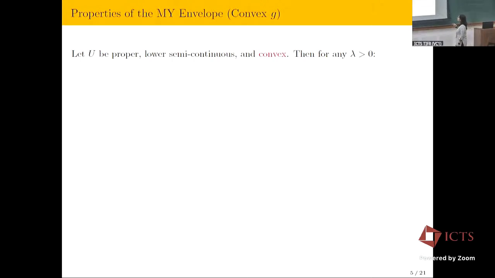So if U is proper, lower semi-continuous, and convex, then for any lambda, lambda tells us the approximation.